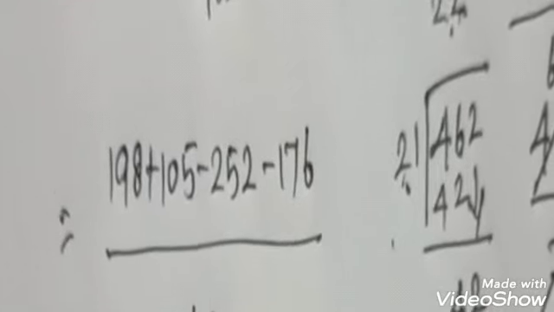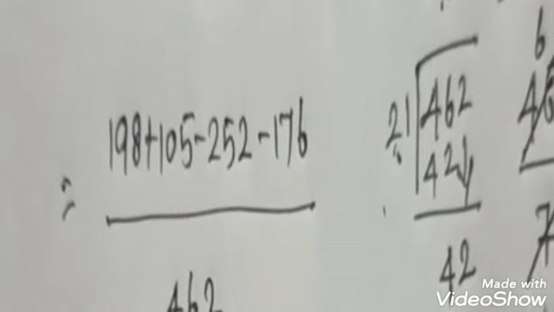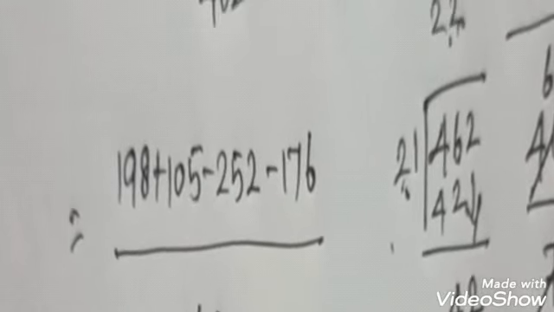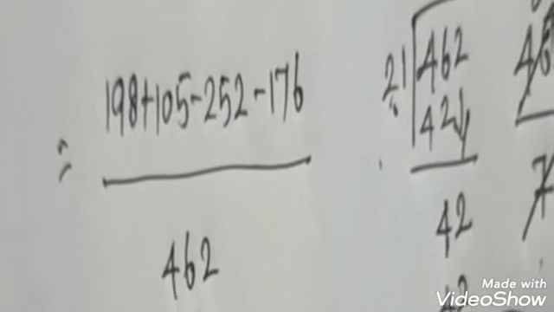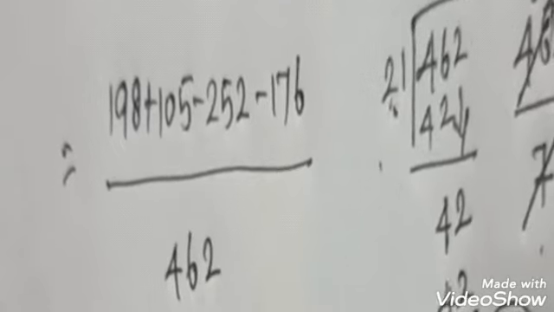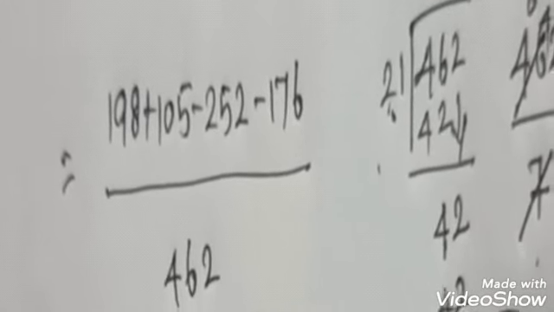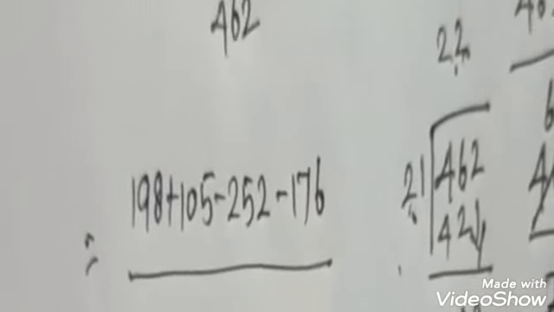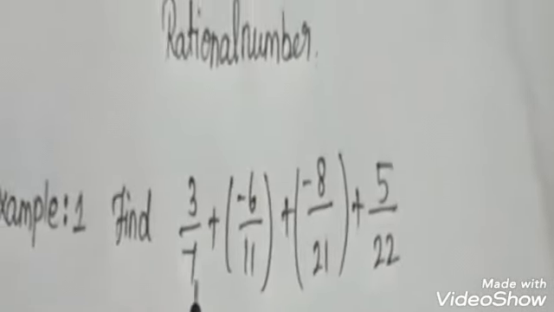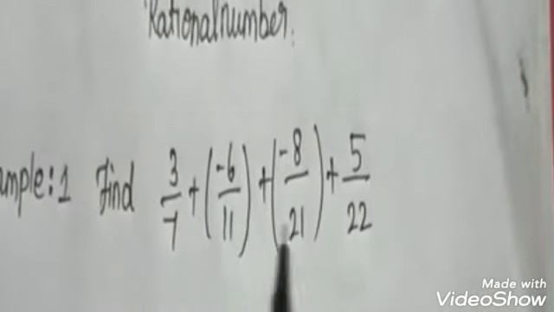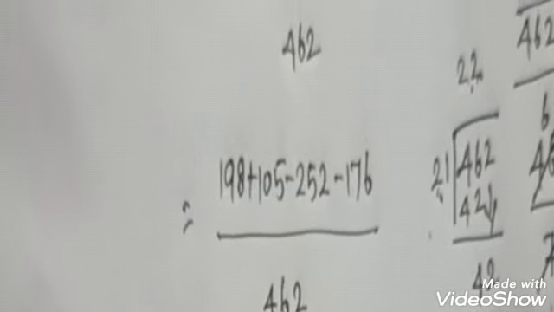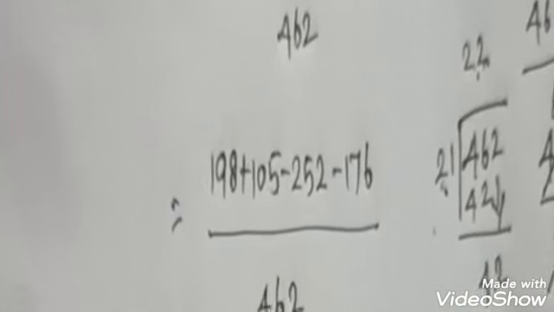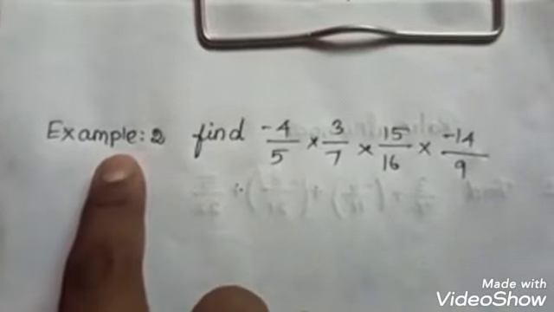Here you have to see 125 can be divisible only by the 5 table, and this 462 can be divisible by, 6 plus 2 plus 8, it should be the 3 and 2 tables. So it is impossible to simplify. The answer for adding these 4 rational numbers is minus 125 by 462. Okay, now we move on to example number 2.